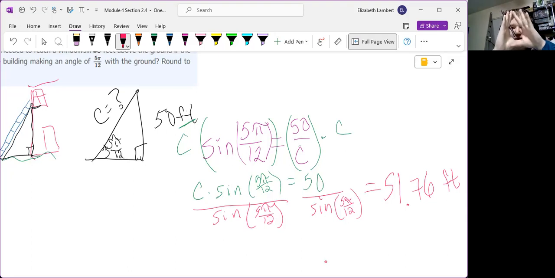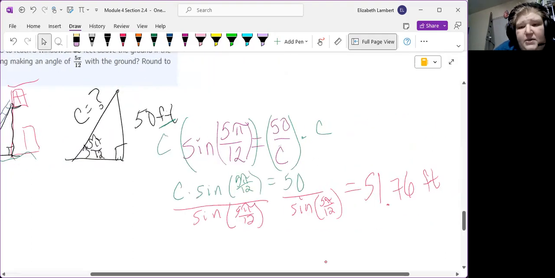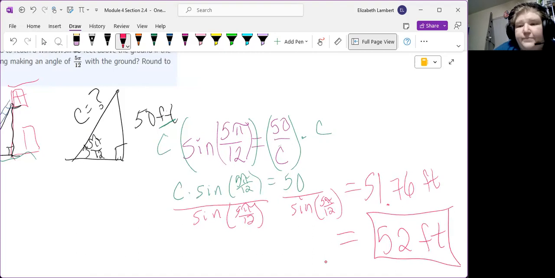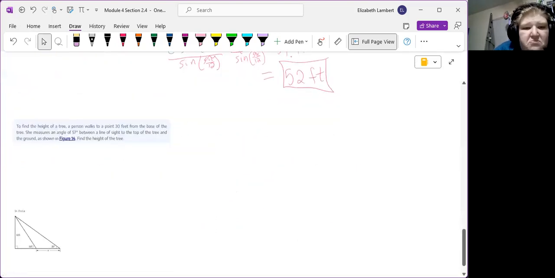So the angle that the ladder makes with the ground would be almost 90 degrees, very close. So this answer is reasonable. It's longer than the 50, so it passes that first gut check. It's not a stupidly huge number, like 2,000 something. And then it did say round to the nearest foot. So we need a 52-foot ladder. All right, not bad, not bad. All right, two more.